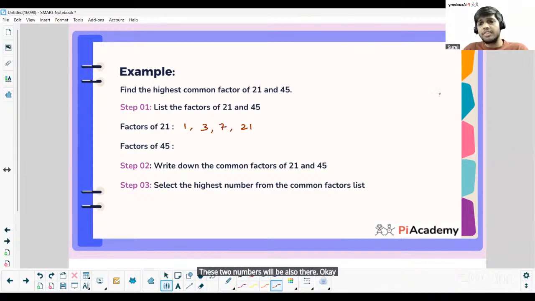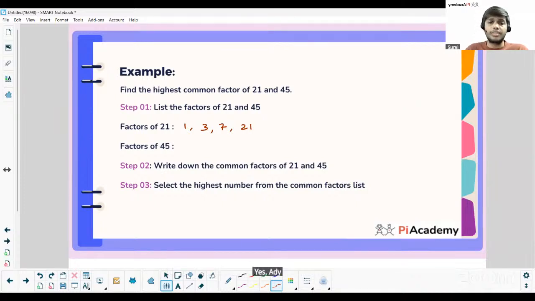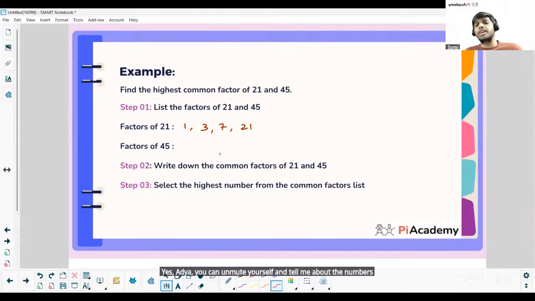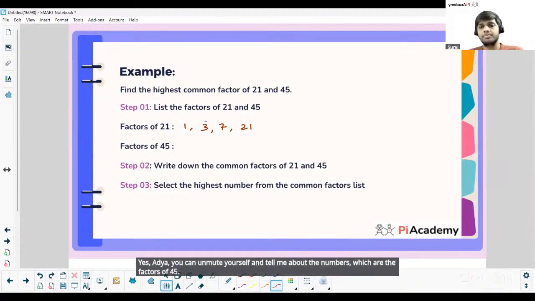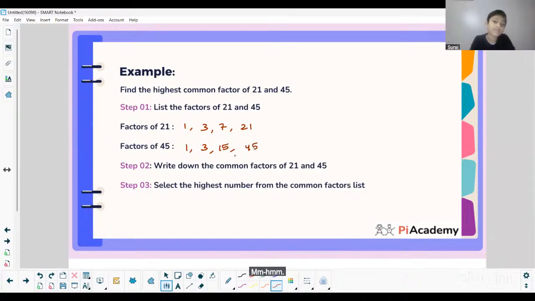Okay. Likewise, if I try to calculate the total factors for 45, what are they going to be? Can any one of you tell me this? Yes, Adya, you can unmute yourself and tell me which are the factors of 45. The factors of 45 are 1, 3, 15, 45. What about 5? 5 and 9. Correct. 5 and 9 will also be there.